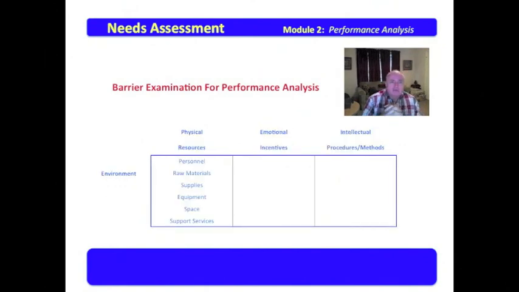Now, under the environment, we look at the same physical, emotional, intellectual constraints. Physically, we're talking about resources in the environment, the emotional incentives in the environment, and intellectual, we're talking about procedures and methods. Under resources, you have to have enough personnel to do the task. If you don't have enough personnel and you've got two people trying to run a battleship, then you've got problems. They need the raw materials, supplies, equipment, space, and support services required to do the job.